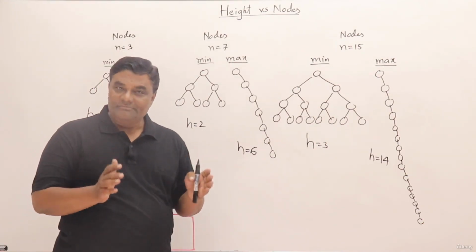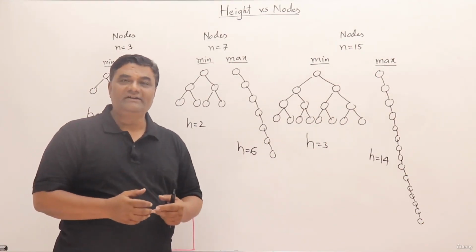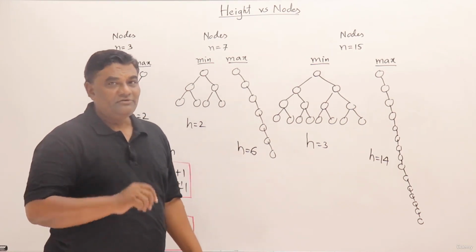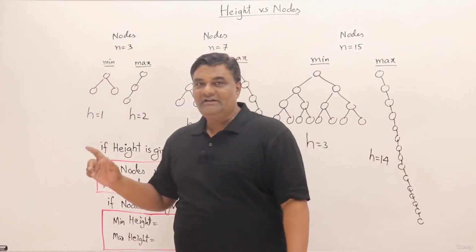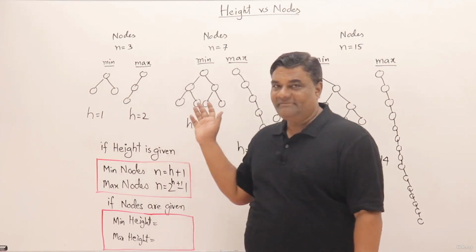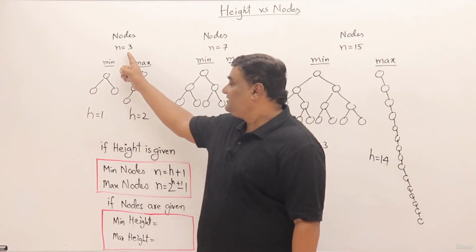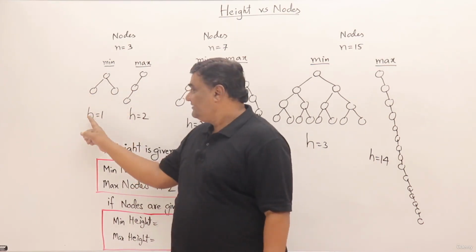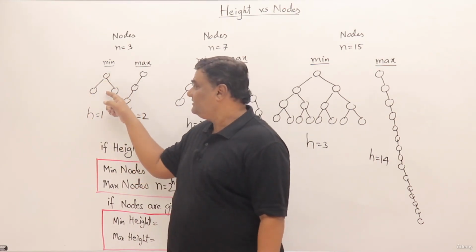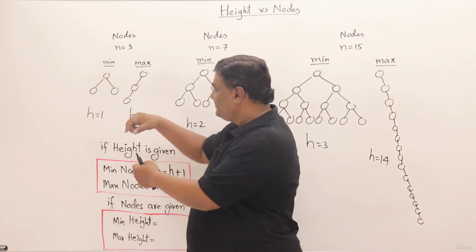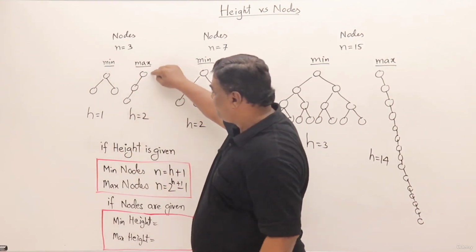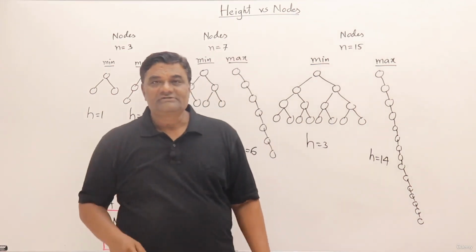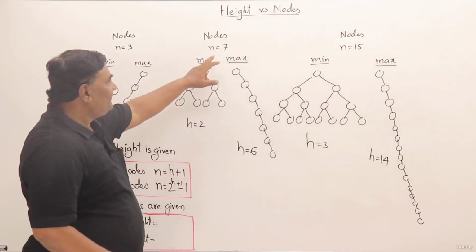Now if the number of nodes is given, we have to find out what could be the minimum height and what could be the maximum height for that number of nodes. Here I have already taken some examples. Using 3 nodes, I can generate a binary tree of minimum height 1. And with those same 3 nodes, I can stretch the height up to a maximum of 2. Next, I have taken an example of 7 nodes.